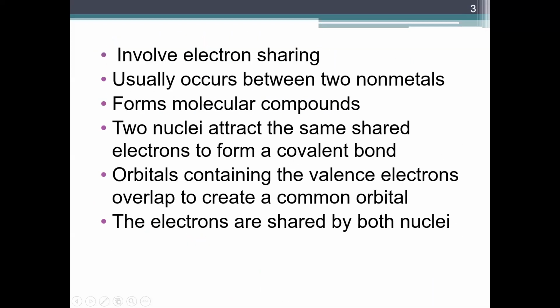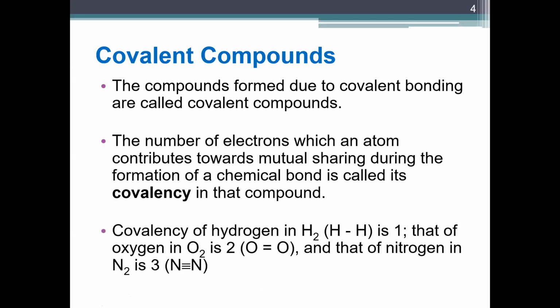So in covalent bonds, the orbitals overlap to create a common orbital. At that point where they overlap is where the bonding takes place. These electrons are shared by the nuclei of both atoms. Atom A has its electrons, atom B has its own valence electrons, and when they are sharing, the orbitals where these valence electrons reside overlap to create a common orbital. Covalent compounds are formed due to covalent bonding.